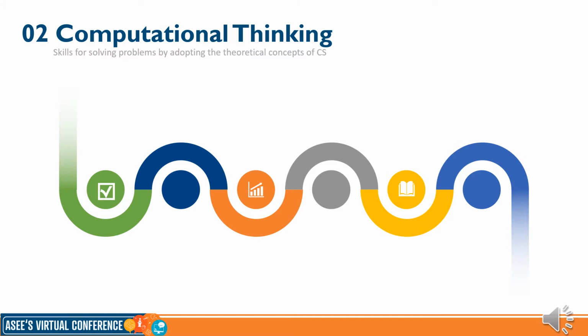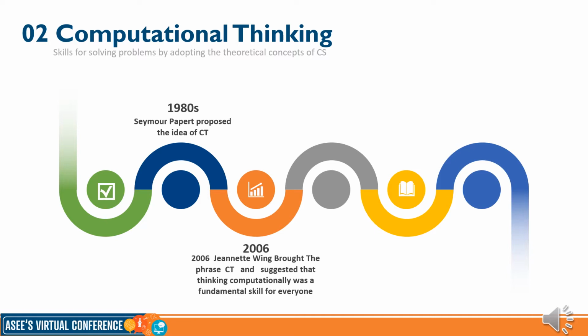Although no unified definition of computational thinking has yet been developed, I would call it the skills for solving problems by adopting the theoretical concepts of computer science. The computational thinking idea dates back to the 1980s, where Seymour proposed it in his book. In 2006, Janet popularized the terminology. That led to gaining more attention from the research community.